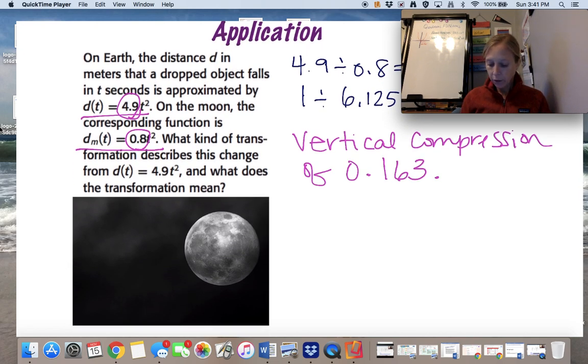Okay, so we figured out what the transformation was. Now the second part, what does it mean? Well, this is talking about the distance d in meters that a dropped object falls in t seconds. So on the moon, is the dropped object going to drop farther or not as far? You're right, it's not going to drop as far because there's less gravity on the moon. That's what it means.